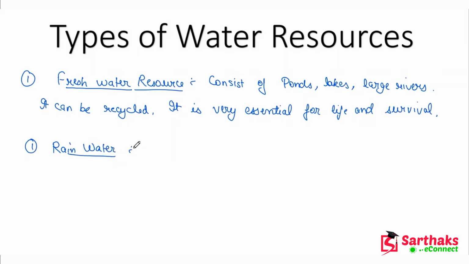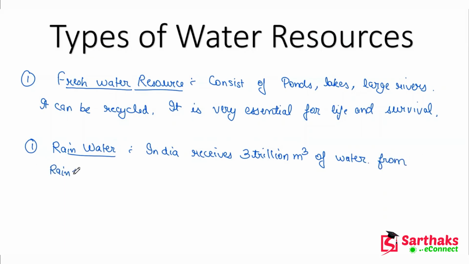In rainwater, only in India, it receives 3 trillion meter cube of water from rainfall and precipitation.